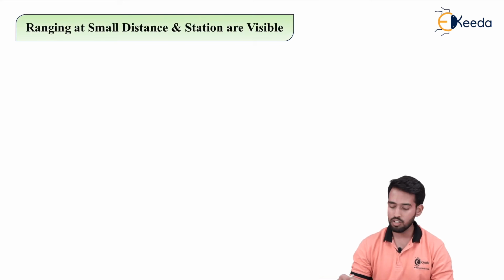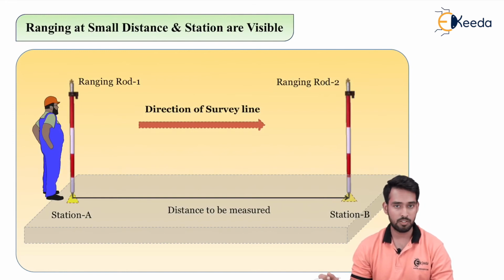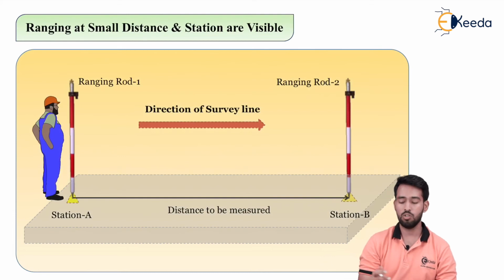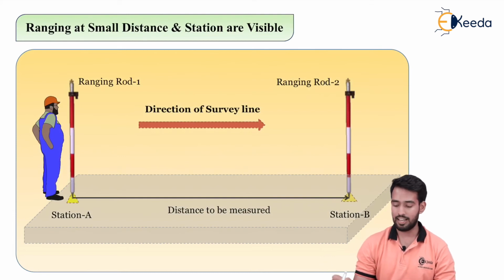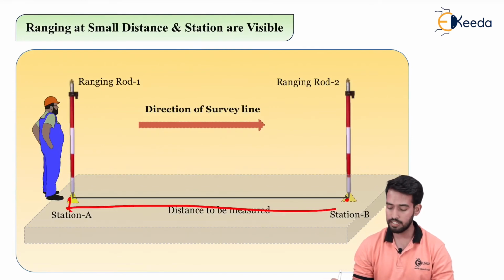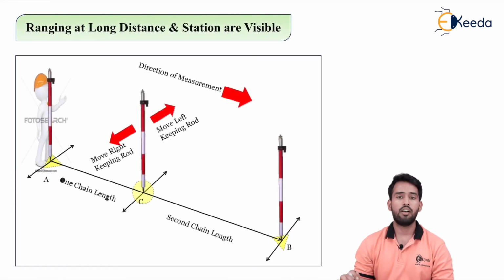So it can be done for small distances. For example, you can see in the figure, we have to establish points A and B, and calculate the distance between them. What we have to do? We have to erect a ranging rod at A as well as a ranging rod at B. The surveyor has to stand 2 meters behind point A and direct the station at B, and simply calculate the distance between AB. The simplest method.